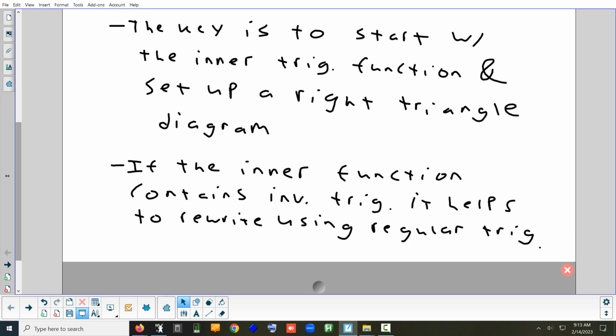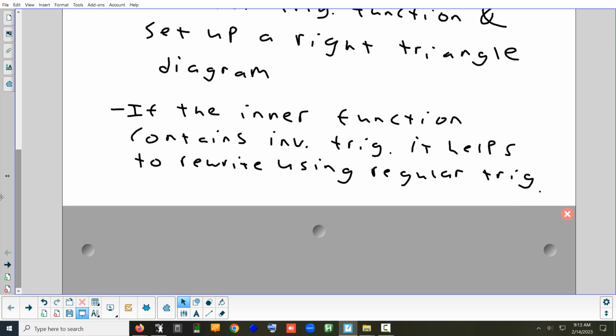If the inner trig function has inverse trig, like some of the problems in the homework, we're going to rewrite that. The way we're going to rewrite it is to use regular trig. So that means canceling out the inverse trig function by using a regular trig function. The reason regular trig is helpful is because then you know two sides of a triangle and you can make a diagram, which is what I just mentioned right before.